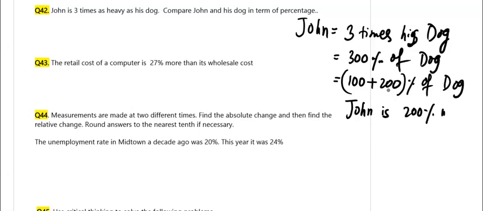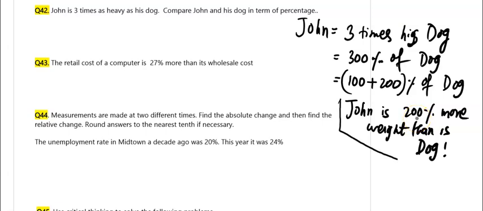200% more weight than his dog. In other words, John's weight is 200% more than his dog's weight. That's the answer. The answer is John's weight is 200% more than his dog. That means John's weight is 300% of his dog's. It's the same as saying John is 200% more weight than his dog.